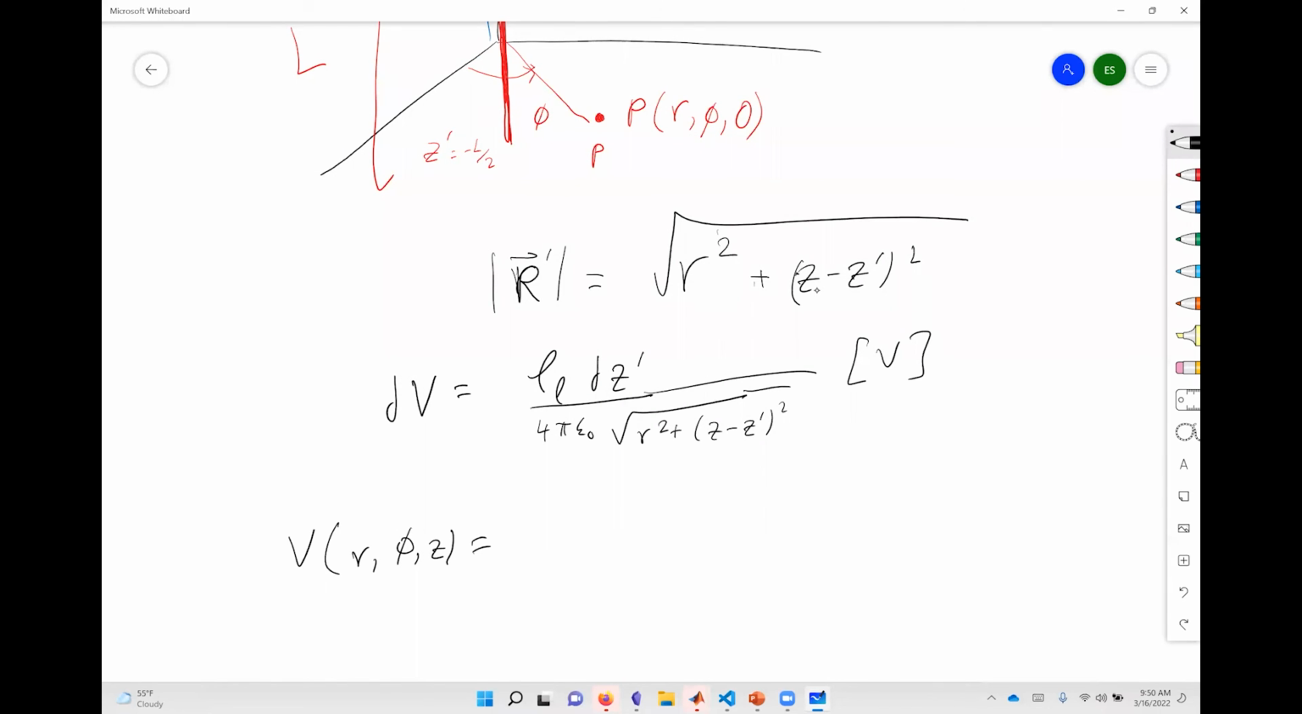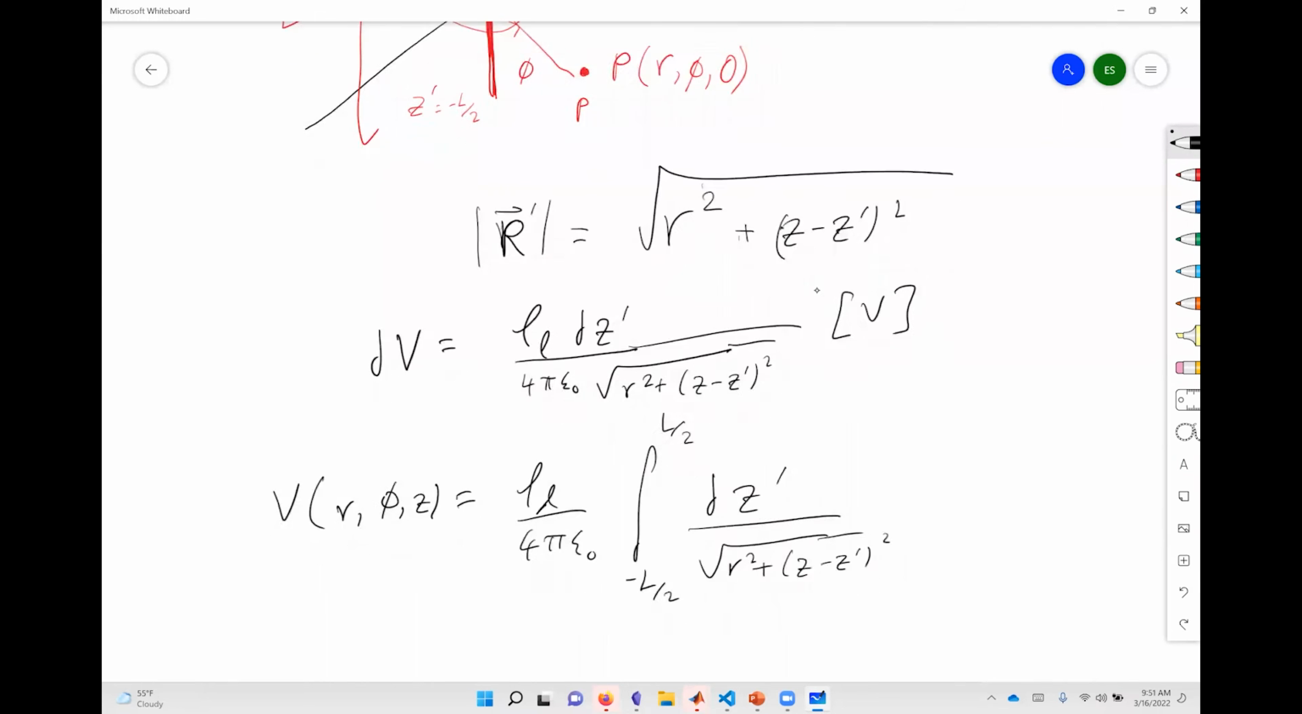And now the full voltage in general at R, phi, Z is just going to be, rho L is constant in this problem, so I can take it outside the integral. Rho L over 4 pi epsilon naught, and now I integrate from minus L over 2 to L over 2, dz prime over the square root of R squared plus Z minus Z prime squared. So I'm integrating with respect to Z prime. So that would be the general voltage.